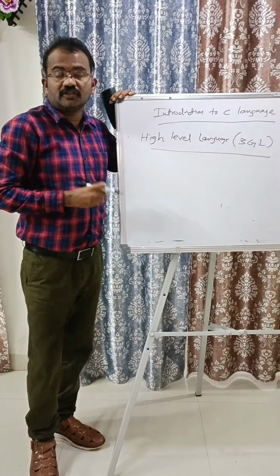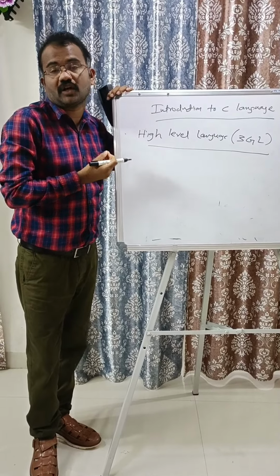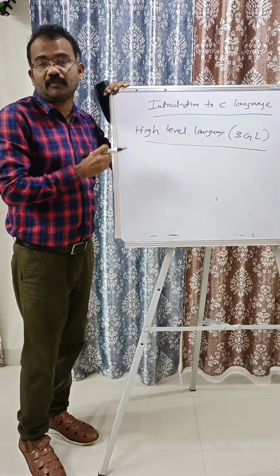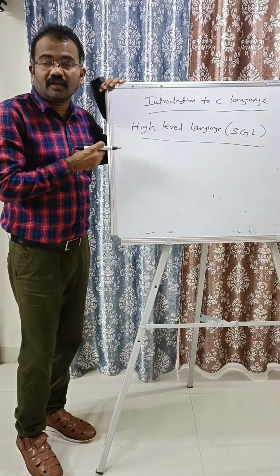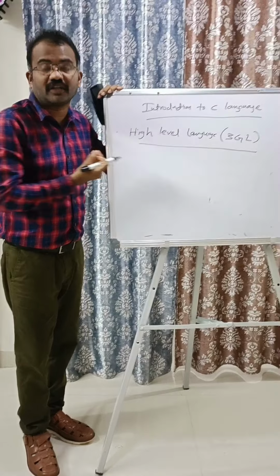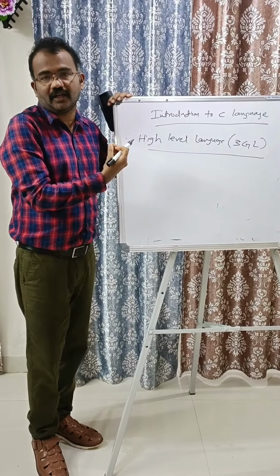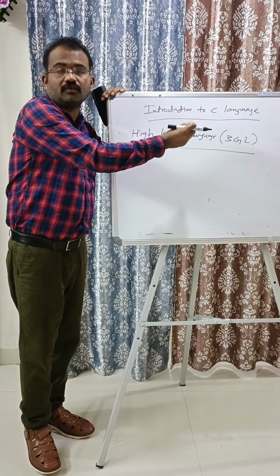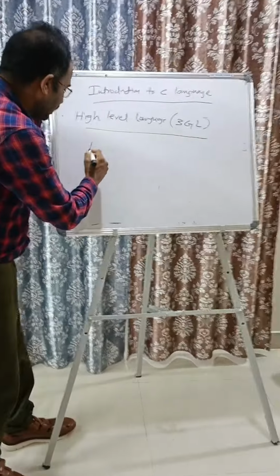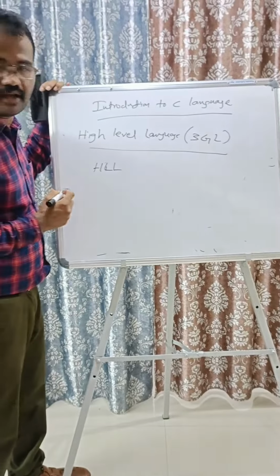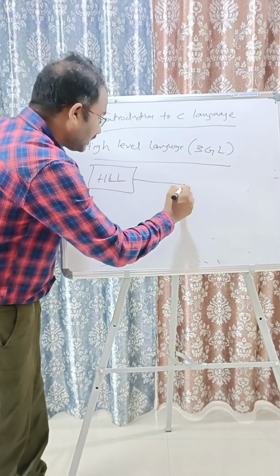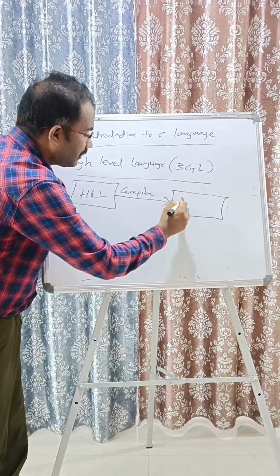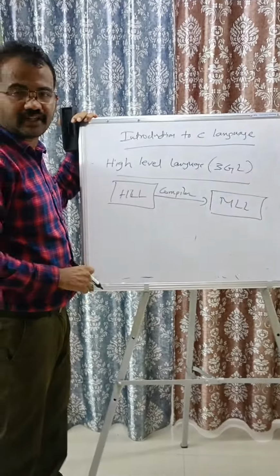Third generation language means we need to communicate with the computer by writing a program. The program also is not understood by the computer, so here we have to use one translator, the compiler. The compiler is used to translate high level language, HLL, to machine level language. By using the compiler it is converted into machine level language.